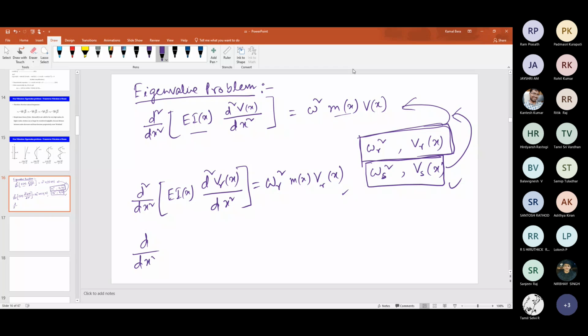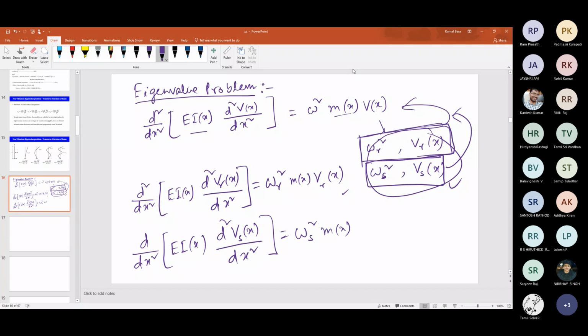Similarly for the sth mode, I can write, because these are nothing but the solution coming from this, so that must be satisfied. d2 by dx2 of EI d2 Vs by dx2 equals omega s square m(x) Vs(x). Correct? So this I'll call equation 1, this equation 2, and this equation 3.